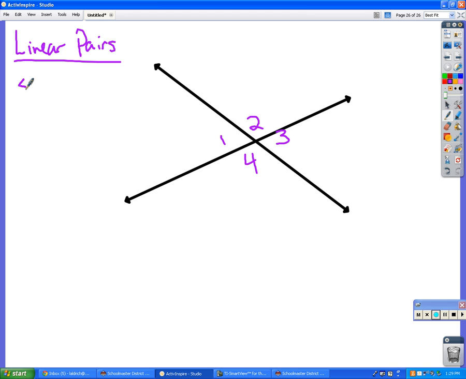Angle 2 and angle 3. Okay, angle 2 and angle 3 are a linear pair because their sides make a straight line. What's another linear pair? Sarah? 1 and 2 are a linear pair for the same reason. Their sides make a straight line.